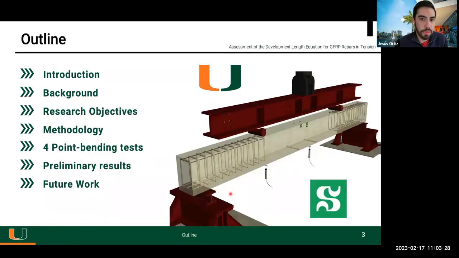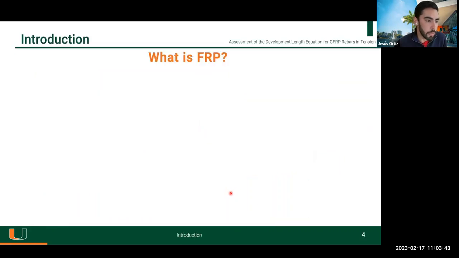So here's the outline of the presentation. I will go over a brief introduction and background to highlight the problem, what we want to achieve with this research and how we are doing that, and what we have found so far, as it is a research in progress.